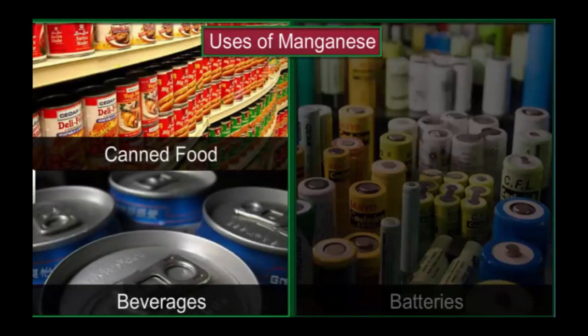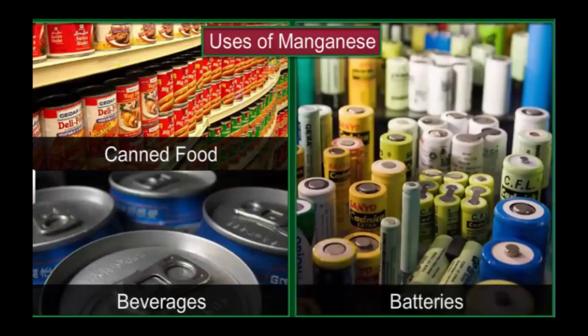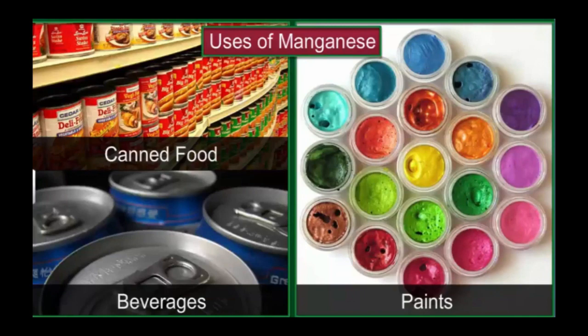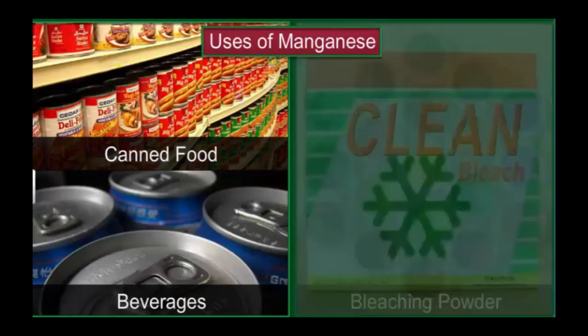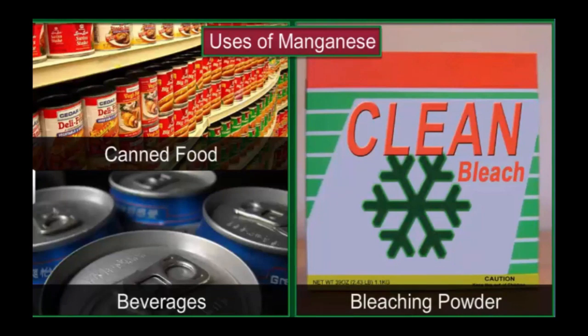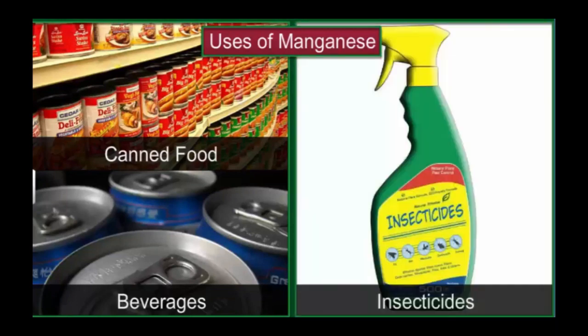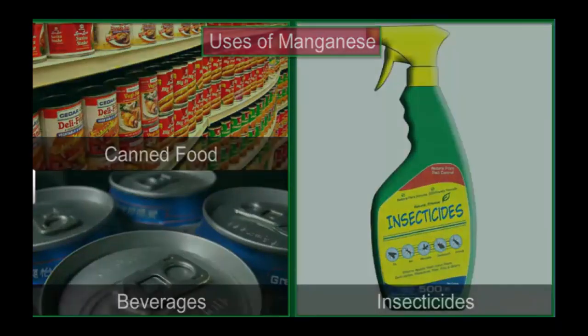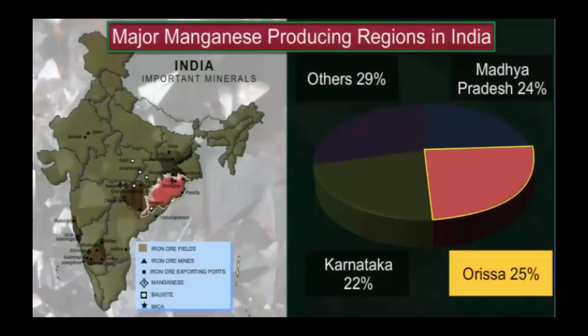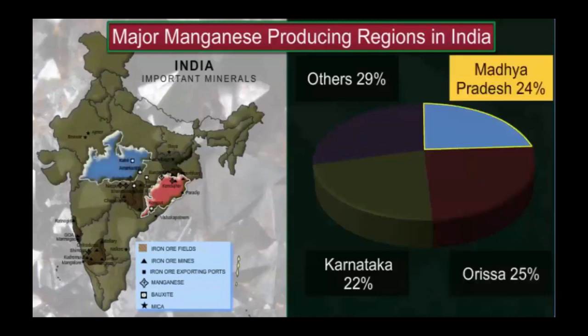Manganese is also used in the manufacture of batteries, paints, and industrial chemicals like bleaching powder and insecticides. Orissa is the main manganese producing state in India, followed by Madhya Pradesh and Karnataka.